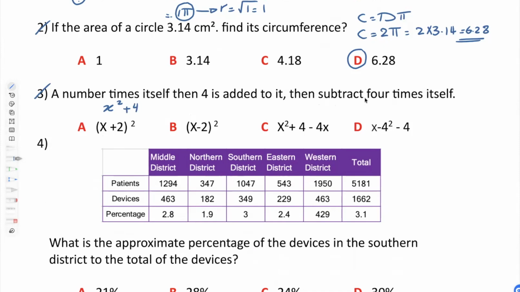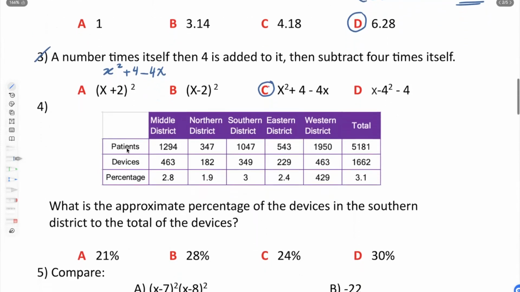Then subtract 4 times itself. 4 times itself means the number multiplied by 4, so it's 4x. So the answer is x squared plus 4 minus 4x, which is C. Let's move to question 4.